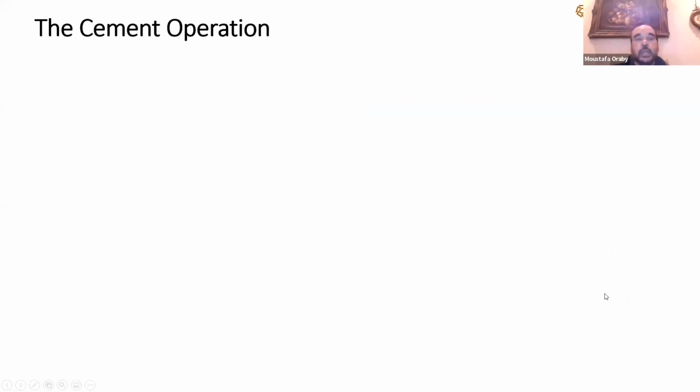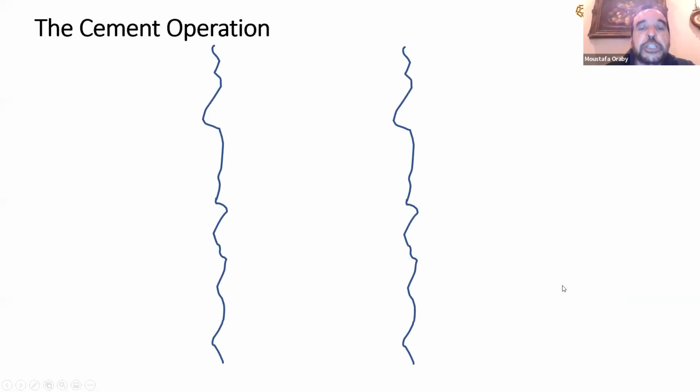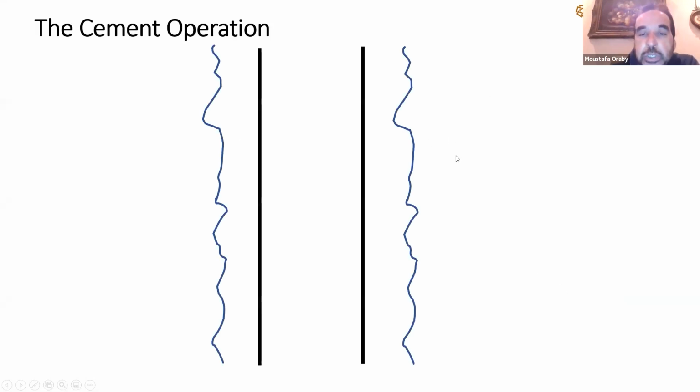So to start with the cement operation, let's assume this is our wellbore, and then we start descending the casing. So here is our casing. Between the casing and the wellbore wall, this zone, we call the annulus. The annulus is the spacing between the casing and the wellbore. Then we start cementing all this annulus with cement.